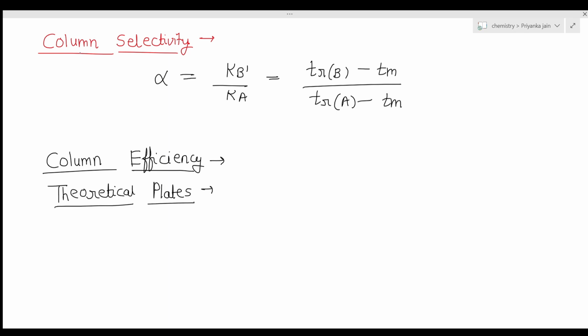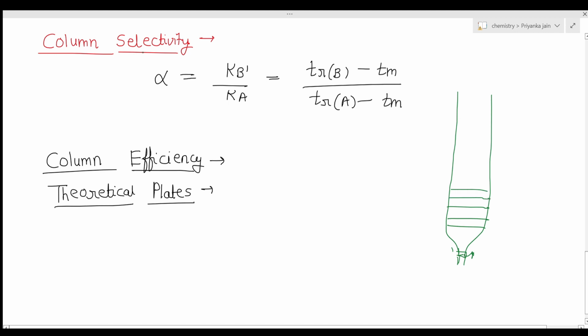What is a theoretical plate? It is the term used for column efficiency. A theoretical plate is a quantitative means of evaluating column efficiency that treats the column as though it consists of a series of small zones or plates. Suppose we are given a column like this. I am drawing it roughly here; you can see it in the books. When we use this type of column, we assume that it is made up of a number of plates.